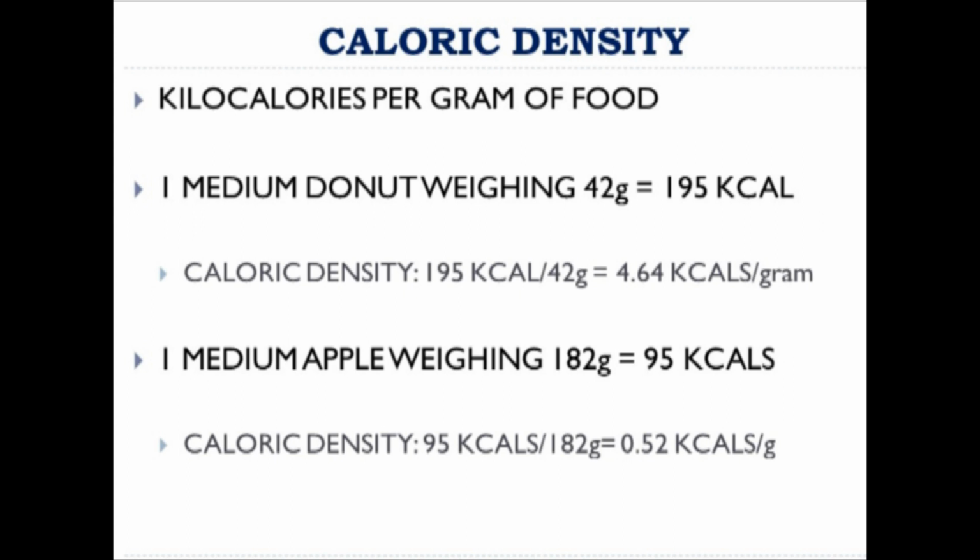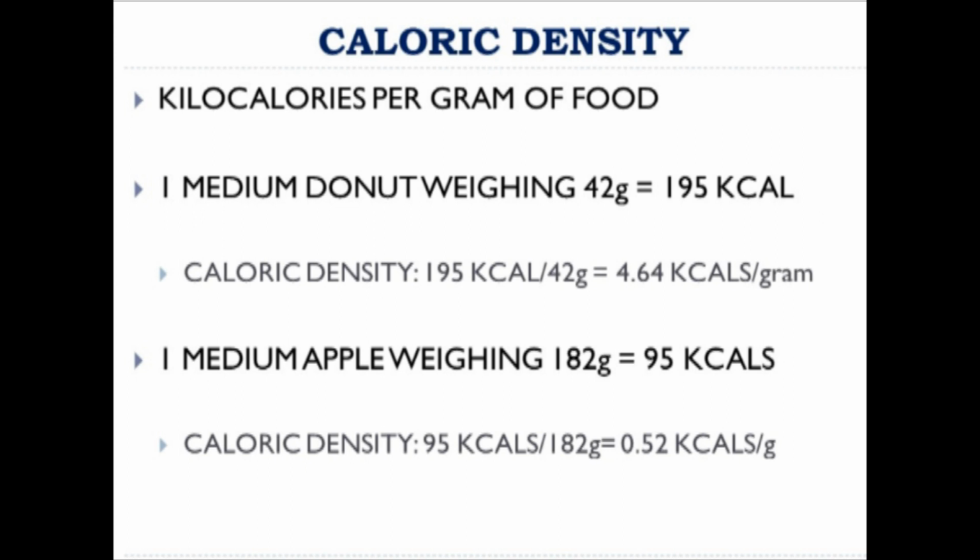While we tend to encourage individuals to consume foods high in nutrient density, we discourage them from consuming foods that are high in caloric density. So caloric density really is the number of calories per gram of food. So we're comparing two products here, the donut and the apple. Donut highly processed, and the apple not processed at all. So the donut weighs 42 grams and contains 195 calories. The caloric density is the number of calories per weight of the donut, so 195 divided by 42, and we get 4.64 calories per gram.